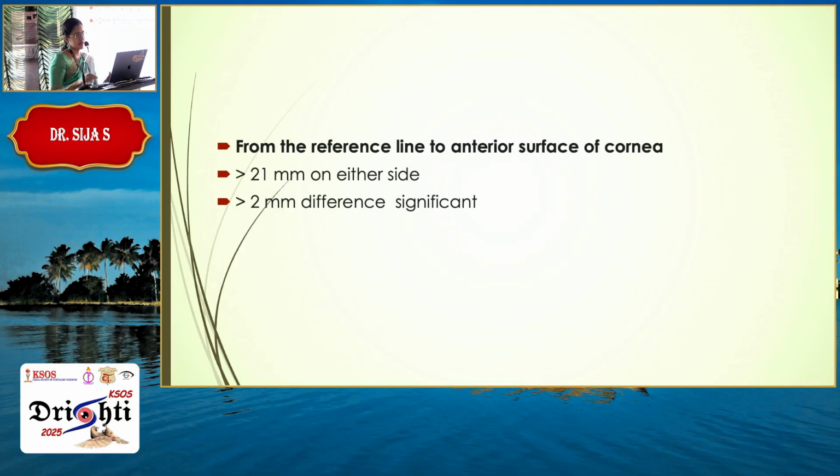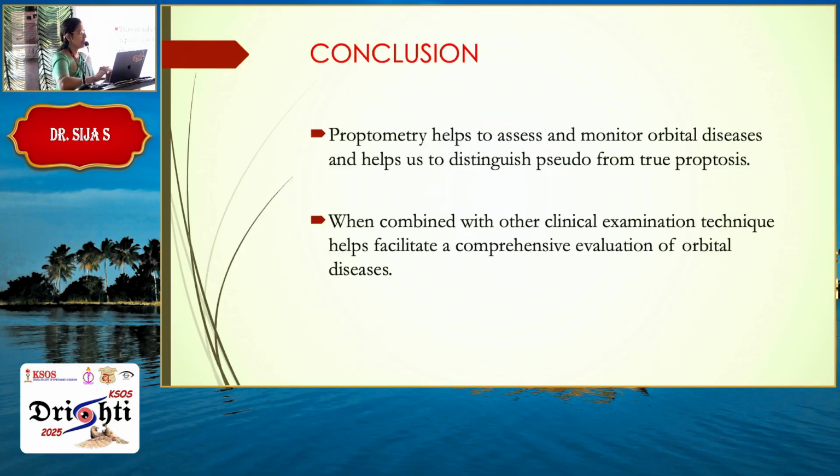So once we are done with the measurements, we have to go for the other tests like finger insinuation and resistance to retropulsion. Then, in some cases like varices, we have to take the values twice. First take all the values, then ask the patient to look forward, bend forward or do Valsalva, and we can repeat the values so that we can know whether the proptosis is increasing.